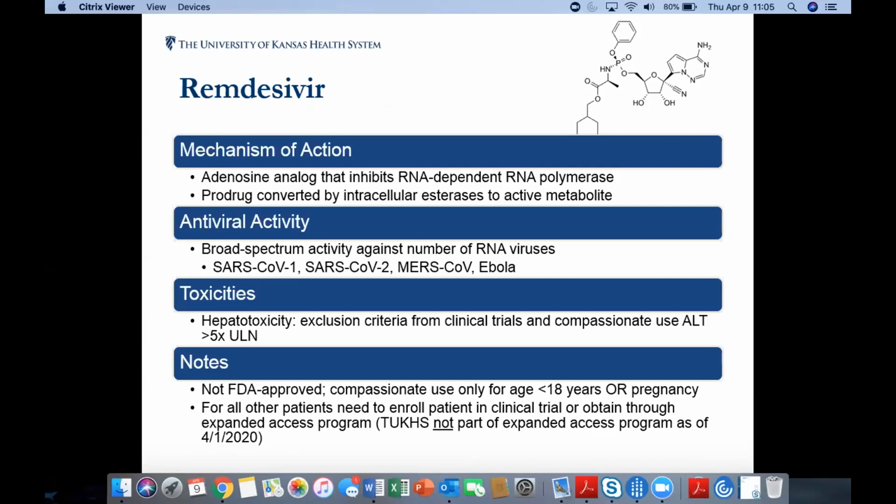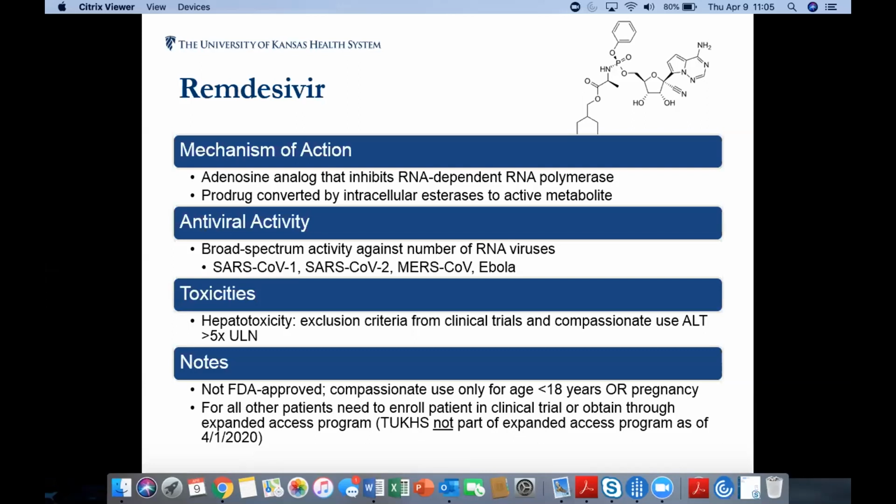Once inside the host cell, it is converted into a nucleoside by intracellular esterases. From there, it's mono-, di-, and then triphosphorylated into a nucleotide, which is then incorporated into a growing RNA chain and ultimately inhibits the activity of RNA polymerase. It has activity against a number of different RNA viruses. It was initially studied for Ebola. However, the in vitro activity was good, but the clinical efficacy just wasn't there. The drug has since been repurposed. It has pretty good in vitro activity for coronaviruses, and there are a number of ongoing clinical trials for SARS-CoV-2.